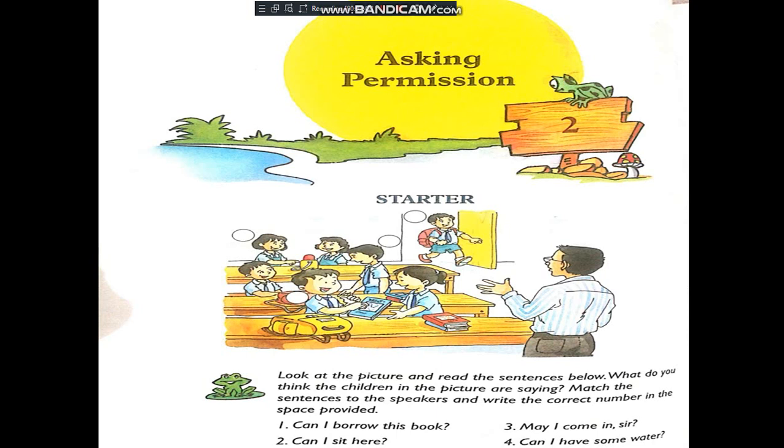Let's look at the others in the picture. On the first bench, the boy is asking permission to take the book from this girl. In this case, he will say, "Can I borrow this book?" Okay, there is a difference. When the boy asked permission from his teacher, he used the verb may at the start. And when the boy is asking permission from his classmate, he used the word can.